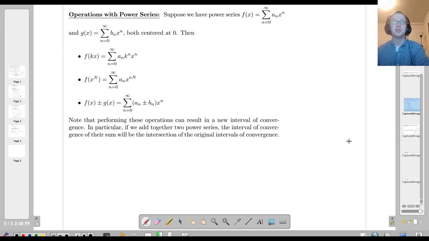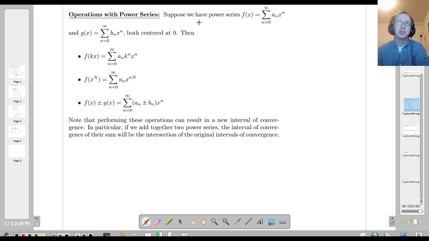Now that we've done some work to find some power series for functions on our own, I want to take advantage of some properties or operations that we can do with power series. So just like we got lots of properties for limits or derivatives or integrals, we're going to get some properties here for what we can do with multiple power series.